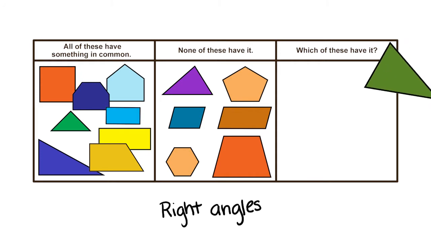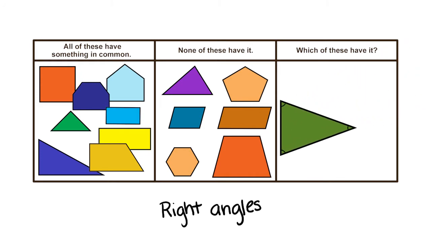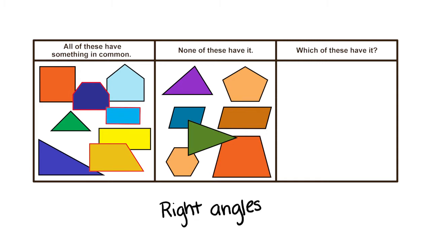Last, we have a green triangle. This shape does not have any right angles. We will not include this shape in our set. Through deductive reasoning, we were able to determine that there were 3 shapes in our last set that have right angles.